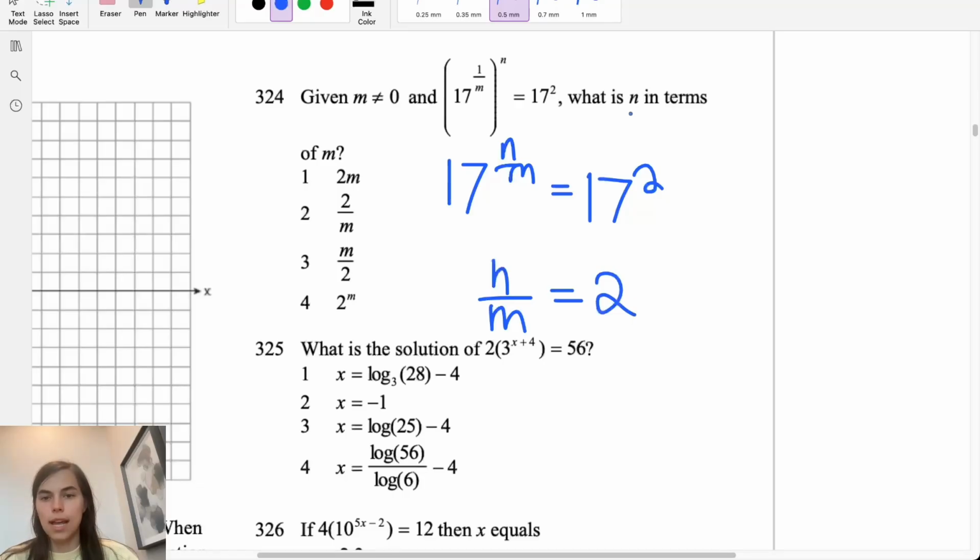Now it's asking us what is n in terms of m. So we want to get n by itself, and in order to do that, multiply by m on both sides. So then we get n equals 2 times m, which is right there.